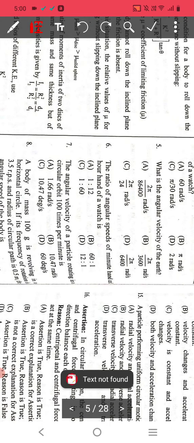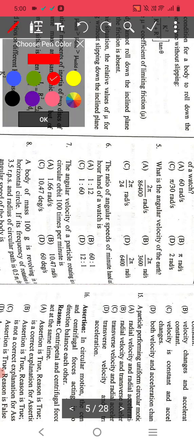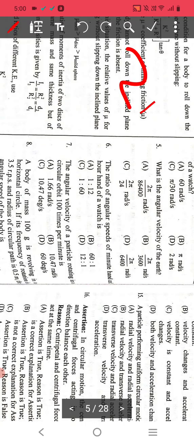Question number 5. Angular velocity of the earth, again 2 pi upon T, and for the earth the value of T will be 24 into 60 into 60, so it comes out to be 86400. So option A is the correct answer. Let me clear the screen.